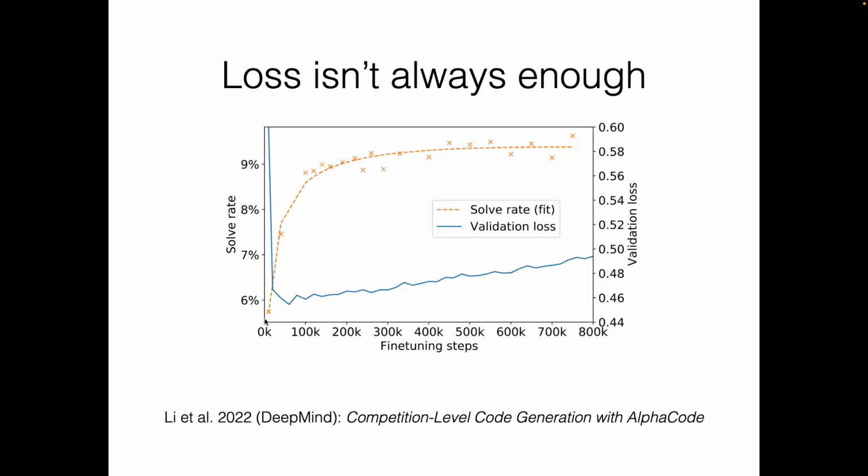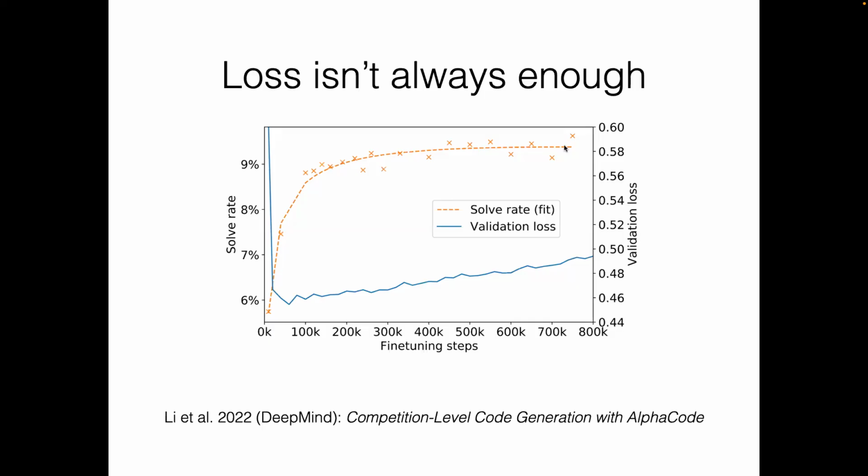Well, we can see here that they're fine-tuning the model and they're showing the validation loss. If we only look at the validation loss, then we would probably conclude that we should pick this model right here, right? Because it has the lowest validation loss. And this is kind of indicating overfitting. However, if we actually look at the task that is being performed, so solving the problems, actually the solve rate keeps going up. So we see this kind of discrepancy between evaluating the model using the loss and the solve rate.